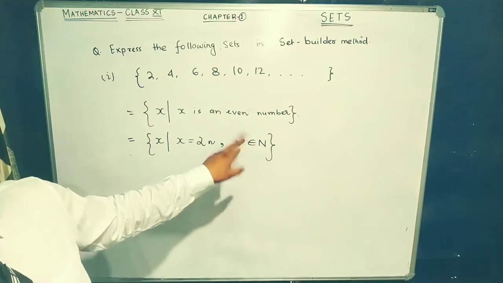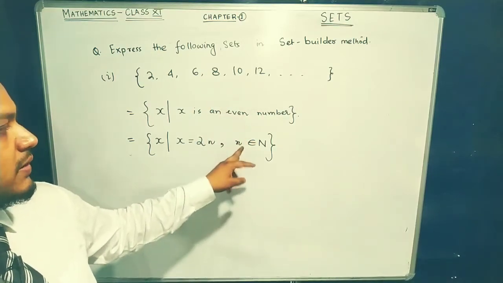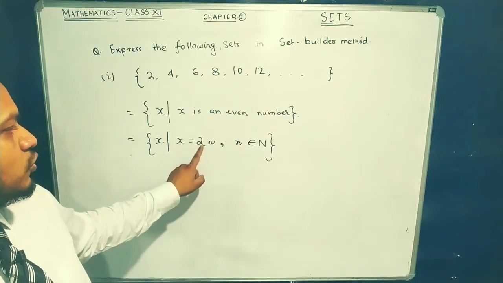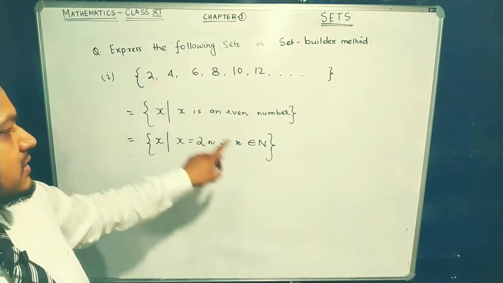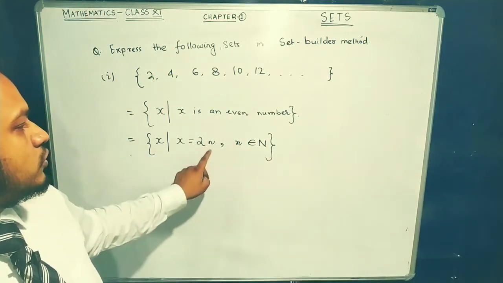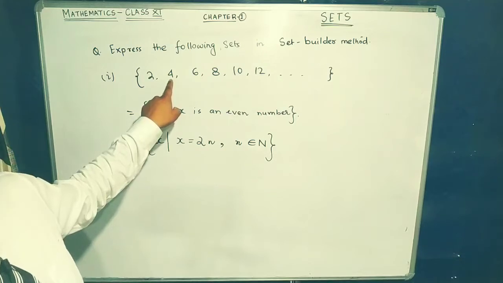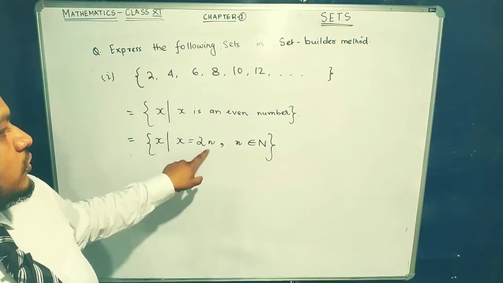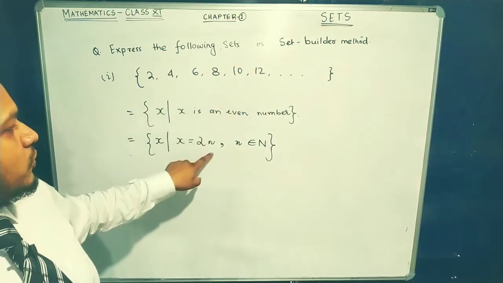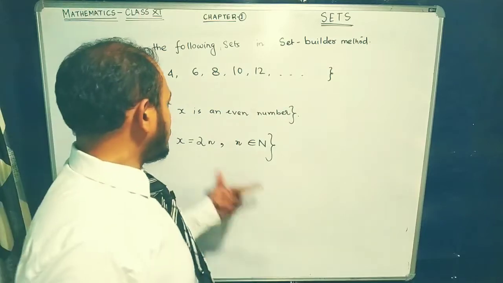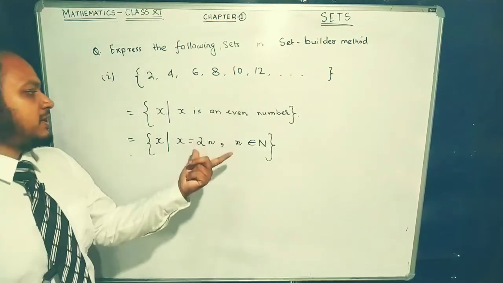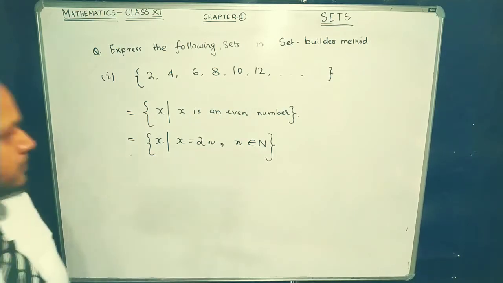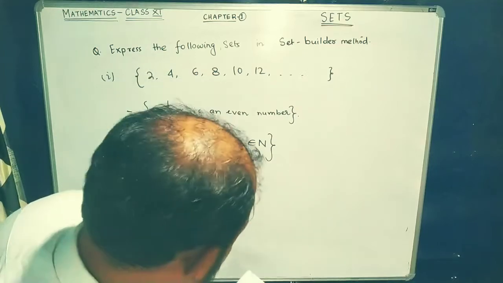So n in first place becomes 1, in second place becomes 2, third place becomes 3. When in the first place n is equal to 1, x equals 2 into 1 is 2. In the second place n becomes 2, 2 into 2 becomes 4, x equals 4. Third place it is 3, so 2 into 3 is 6, 2 into 4, 8, 2 into 5, 10, 2 into 6, 12 and so on. So this is the more beautiful form of set builder method. You can either represent it in this manner or in this manner. It is much more beautiful and this is also valid.